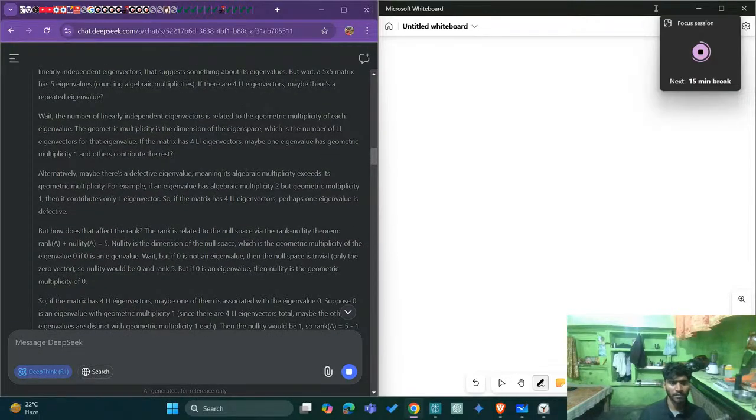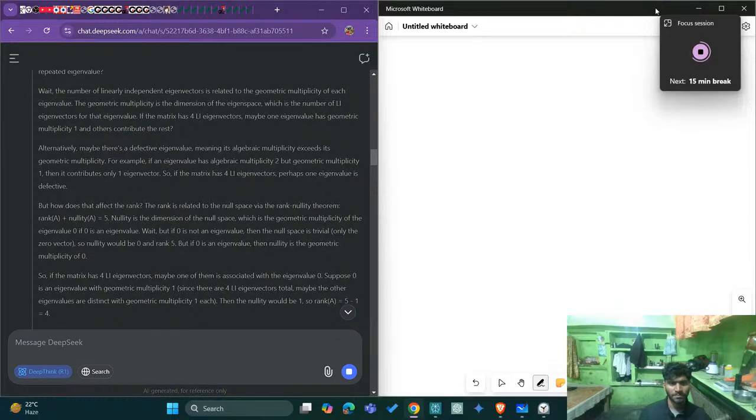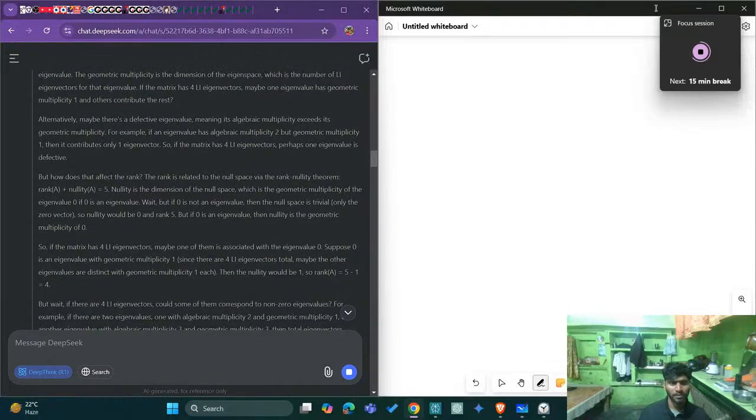But how does that affect the rank? The rank is related to the null space via the rank-nullity theorem. Rank plus nullity is equal to 5. Nullity is the dimension of the null space, which is the geometric multiplicity of the eigenvalue 0.